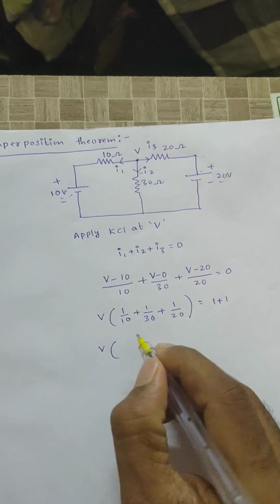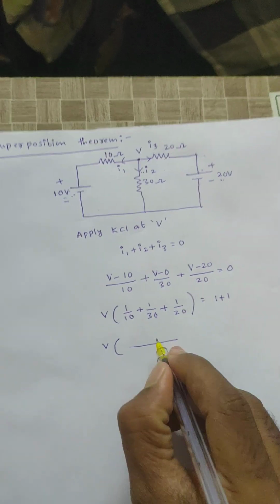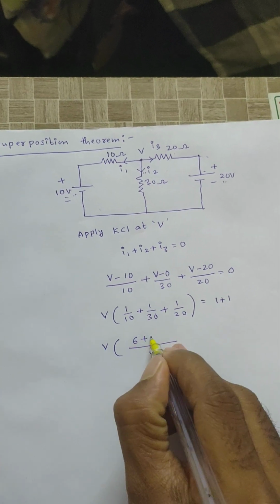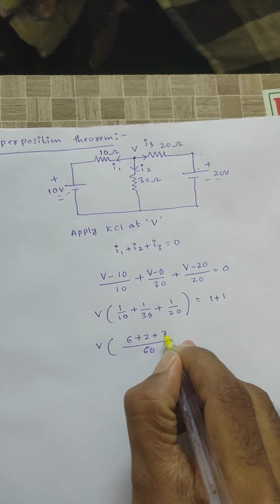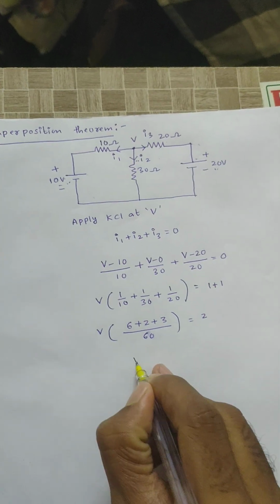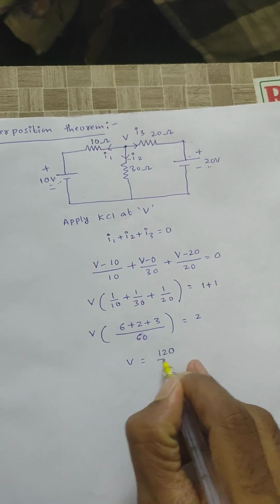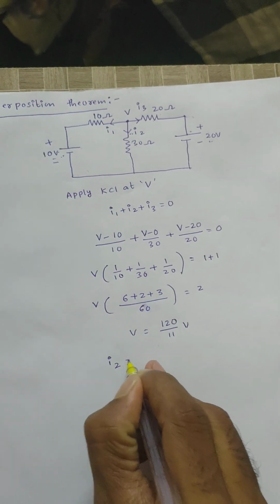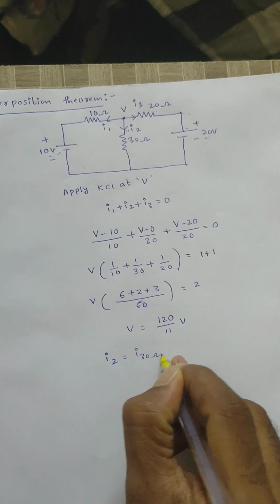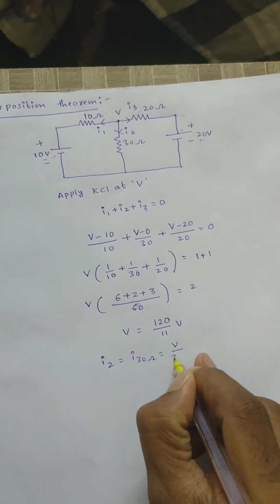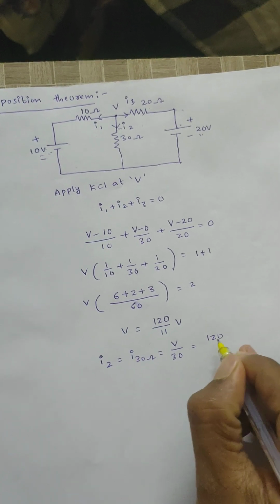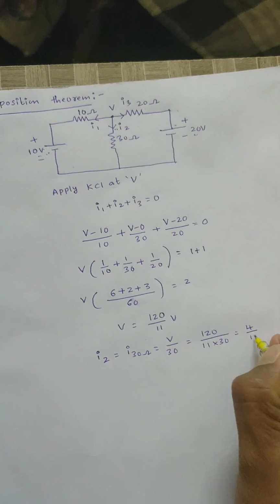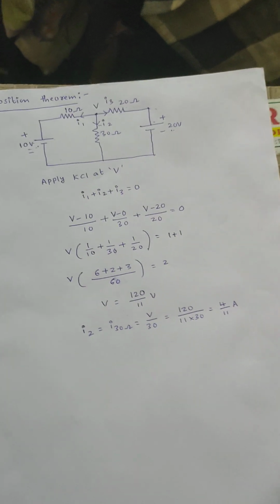Then V into the LCM of 10, 20, 30, which is 60, gives 6 plus 2 plus 3, that is 11 by 60, equal to 2. V is equal to 120 by 11 volts. Then the current flowing through 30 ohm is I2, that is V by 30, which is 120 by (11 into 30), that is 4 by 11 amperes. This is by using nodal analysis.